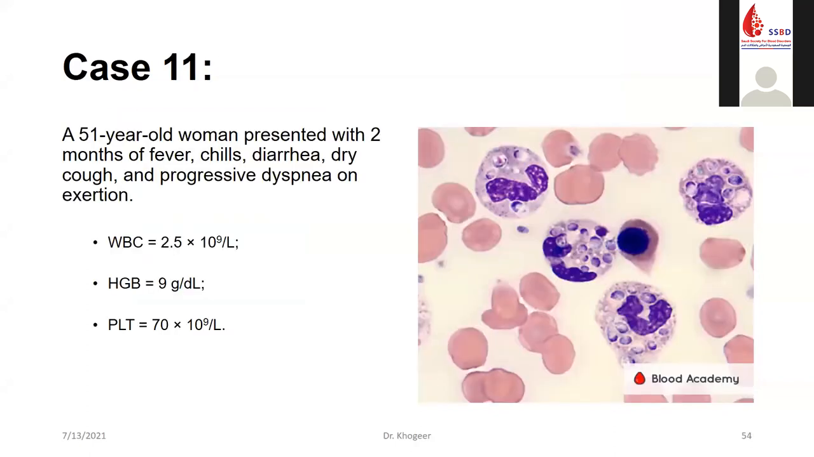Okay, case 11. This is a 50 year old woman who presented with a 2 month history of fever, chills, diarrhea, dry cough, and progressive dyspnea on exertion. Her CBC shows pancytopenia, and this is the peripheral blood. Any suggestion what you can see in the peripheral blood?